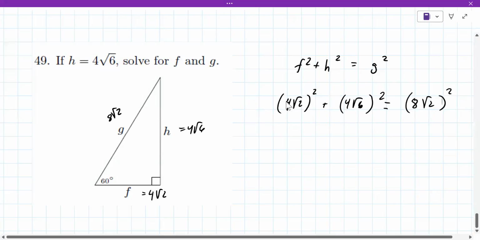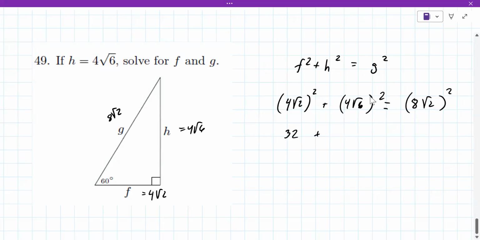When you square a number, the square undoes the square root. So this is 16 times 2, 32. 4 squared is 16 times 6 is 96. And then this is 64 times 2, 128. Does this work? Yes, and it should. The idea here is that all special triangles, all right triangles, always adhere to this. This is always going to work.